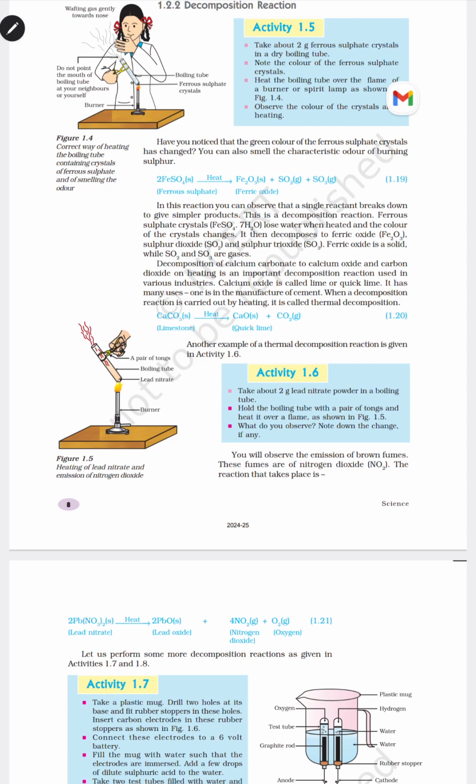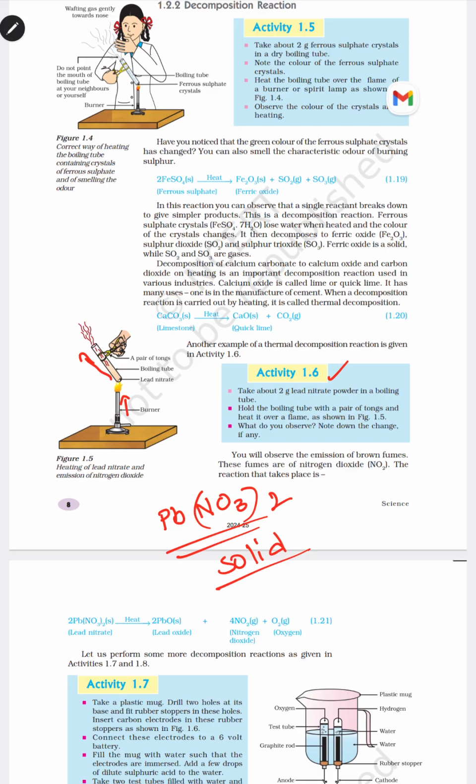So here we take another example in this activity. I will take lead nitrate. Okay, what is lead nitrate? Lead symbol is Pb. So lead nitrate is Pb(NO3)2. So this is in the solid form. So I am taking this lead nitrate powder in the boiling tube. I am giving heat energy using this burner. I am holding this using a pair of tongs. How important it is to hold it properly.